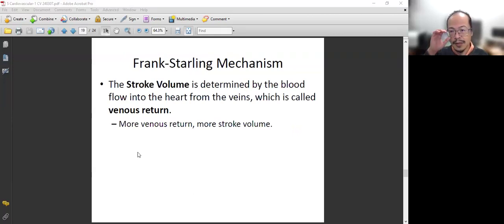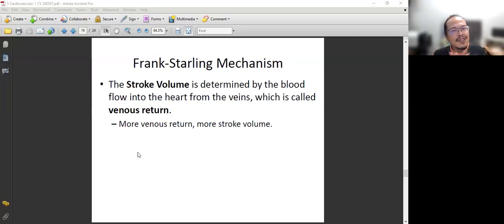There's another very important but very simple concept, which is called the Frank-Starling mechanism. What does it mean? It means that now we talk about the stroke volume, right? What controls that stroke volume? The thing that controls the stroke volume is the venous return. So when you have more blood to fill the bag, you will have stronger stroke volume. The more you fill it, the more you can squeeze it out.